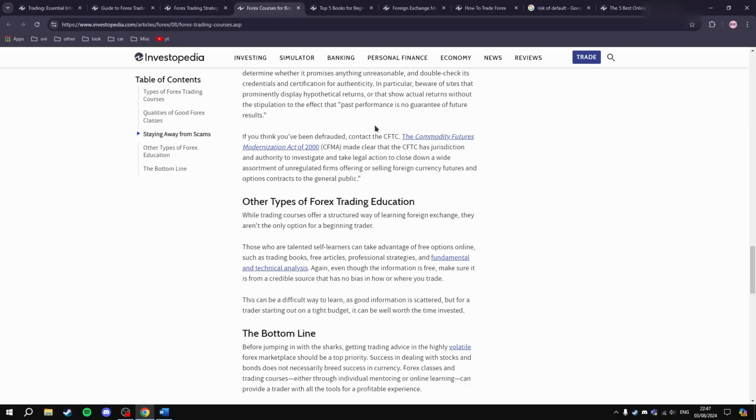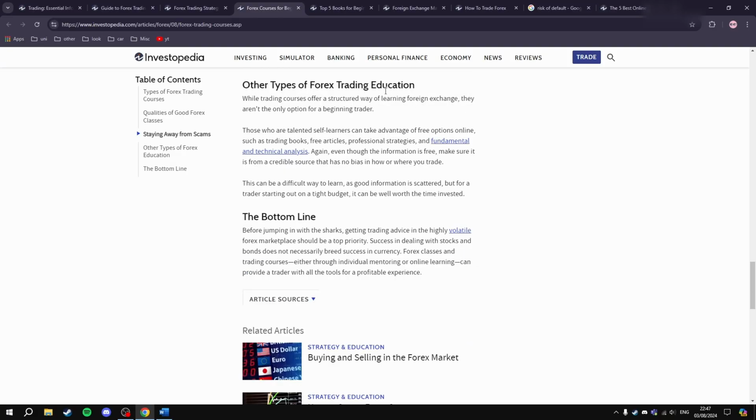If you think you've been defrauded, contact the CFTC. The Commodity Futures Modernization Act of 2000 made clear that CFTC has jurisdiction and authority to investigate and take legal action to close down a wide assortment of unregulated firms offering or selling foreign currency futures and options contracts to the general public. Other types of Forex trading education.